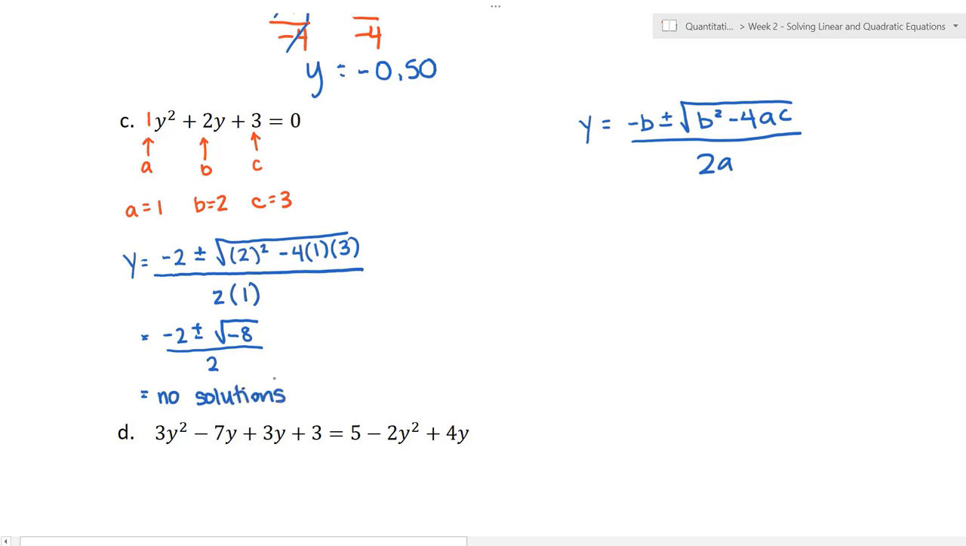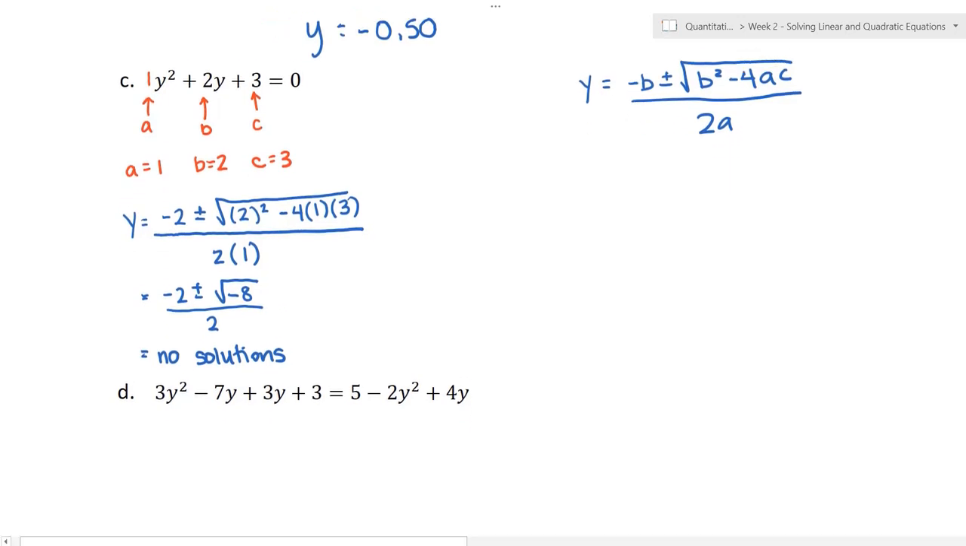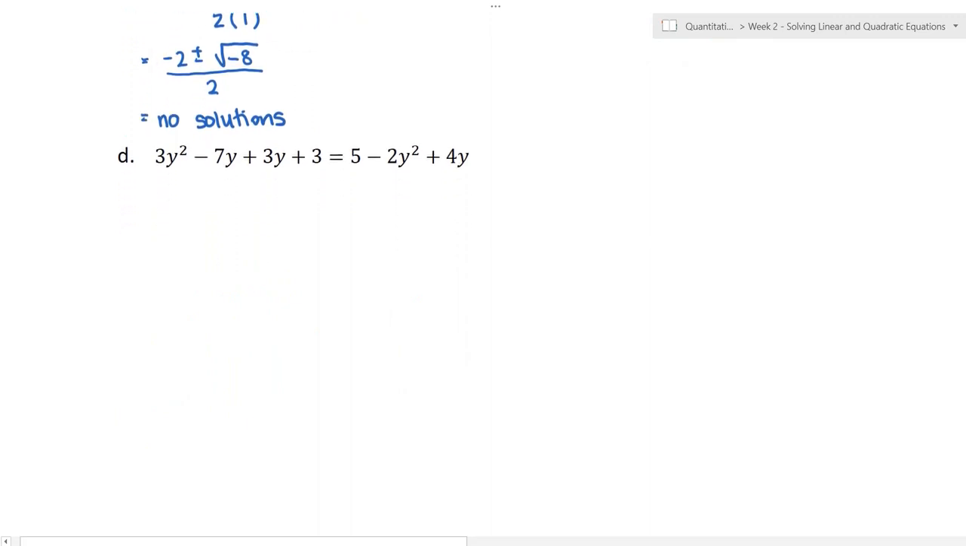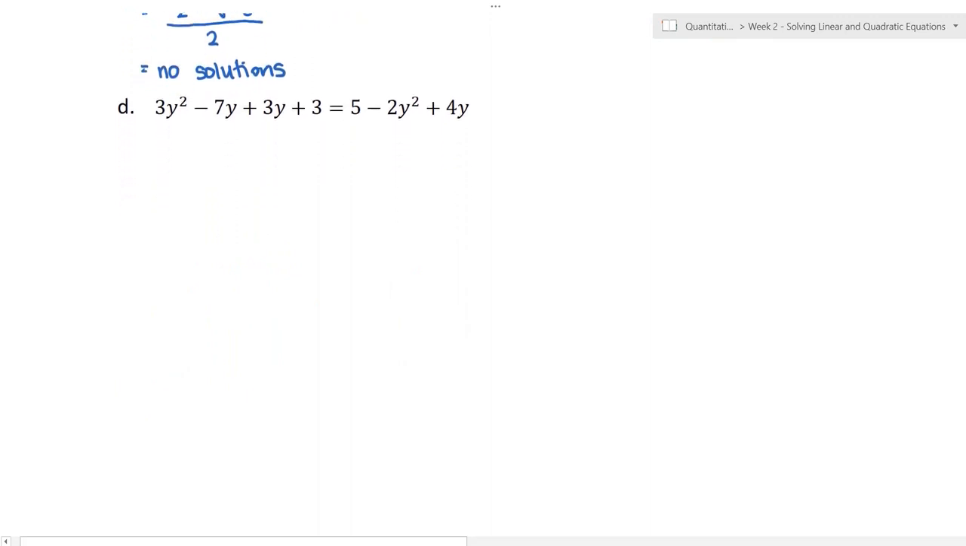Okay, so this question has no solutions. Once you realize that there's a negative sign in the square root, then you're done. You just have to say there's no solutions, and that's it. Okay, let's move on to part D. If you feel like you can do this on your own, just please pause the video and then continue on with us when you're ready to check to see if your answer is correct.